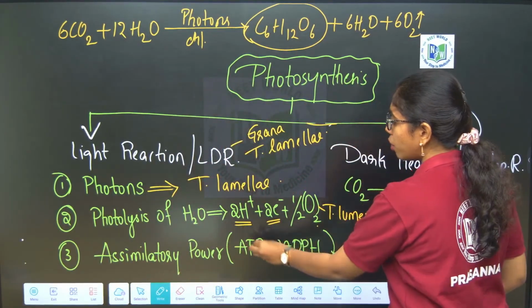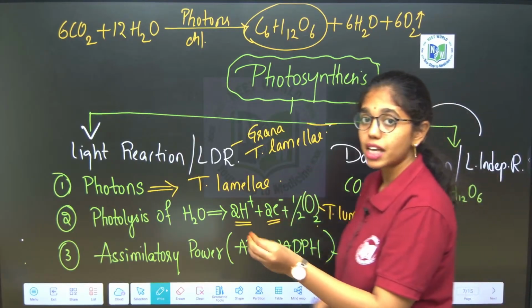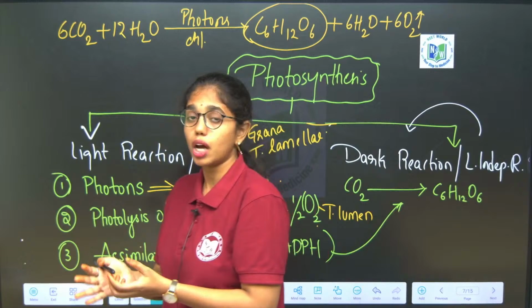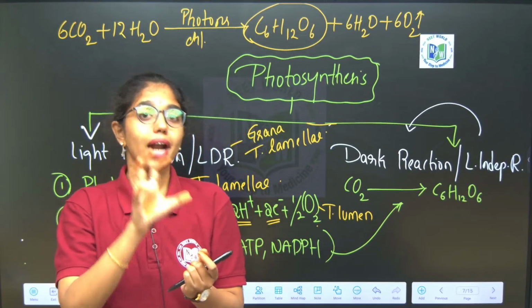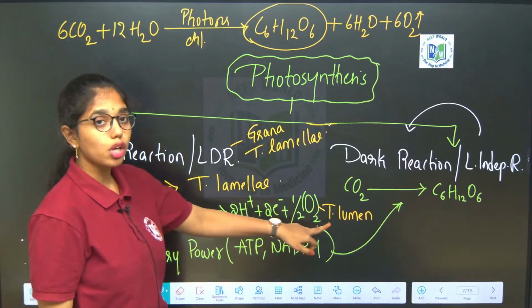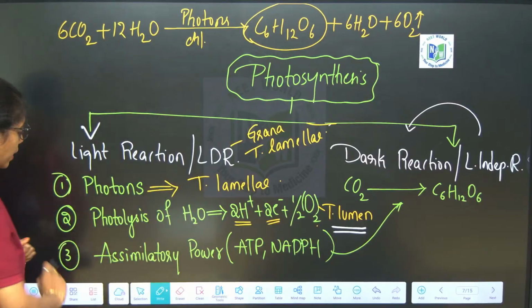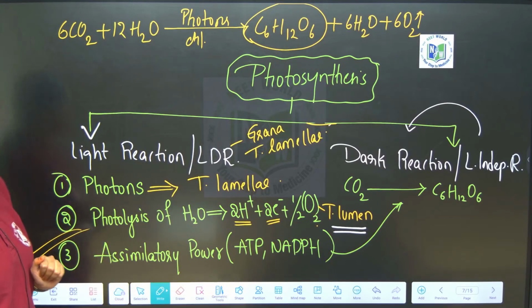So photolysis of water will result in the formation of electrons. These electrons will act as the continuous supply of electrons from the antenna or accessory pigments to the reaction center, and this photolysis of water happens in the thylakoid lumen. Clear, right? Next, assimilatory power.